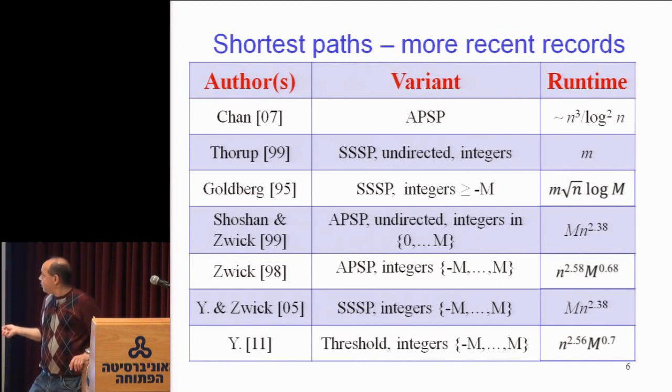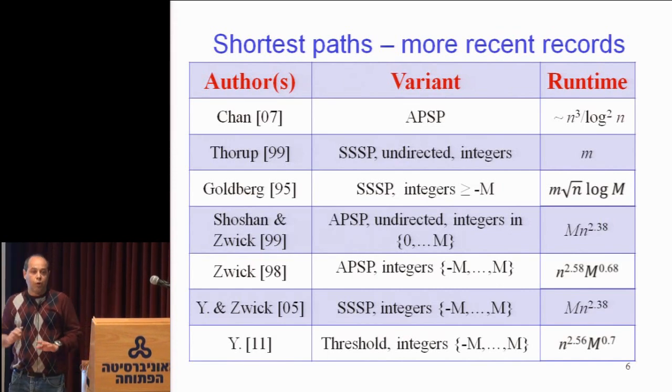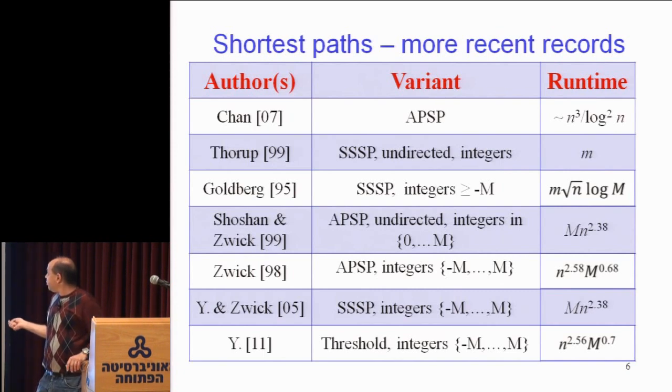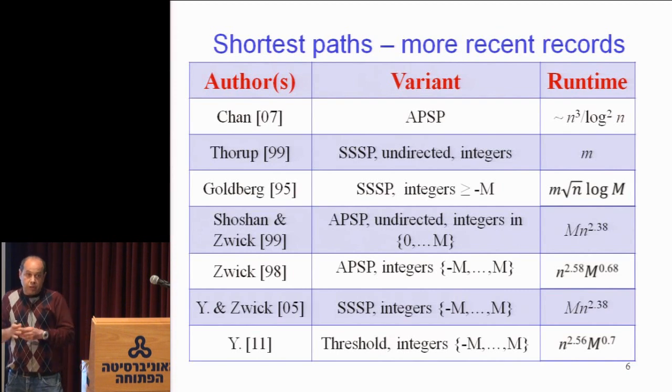So the first result is an algorithm of Timothy Chan, and notice that his algorithm is the most general case. All pairs, no restrictions. Well, what's the big deal? N cubed, Floyd-Warshall also already does that, divided by log squared, you know, not something that you would want to code, right? N cubed divided by log squared. But the point is, this is the world record. This is the best that we know for all pairs in the most general setting.